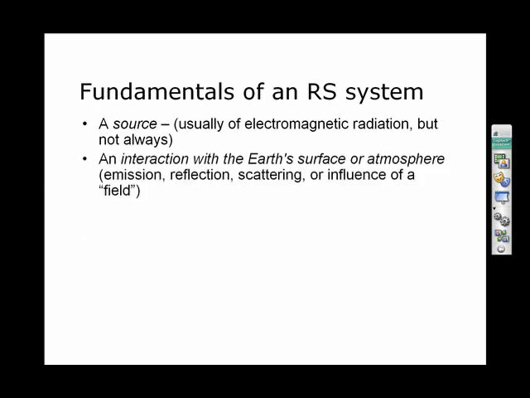There's also some interaction with the Earth's surface going on, whether that's emission or reflection or scattering. Sometimes the object you're looking at is the source of the radiation, and then you have emission. Sometimes the object you're looking at is just reflecting or scattering that radiation, or sometimes it's absorbing it.